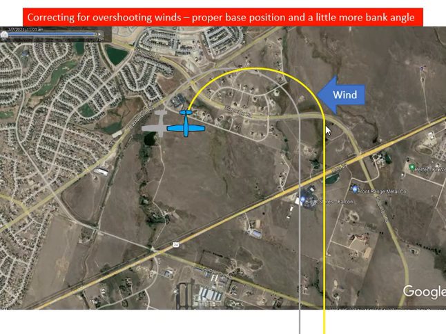We fly the proper base position, and we may have to use a little bit more bank angle during this turn to get the turn out of the way quicker. We don't want to just be lazy in this turn because we'll float all the way over here. So we want to adjust, if we need to, our bank angle and how aggressive we are in the turn. At the same time, adjust our base position here. This is the primary way to account for winds.